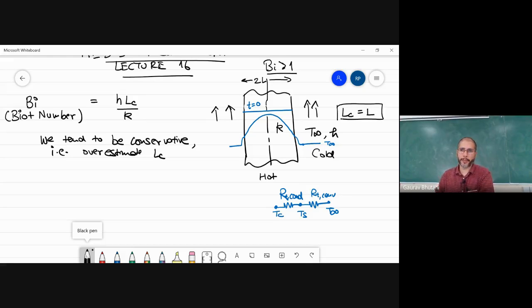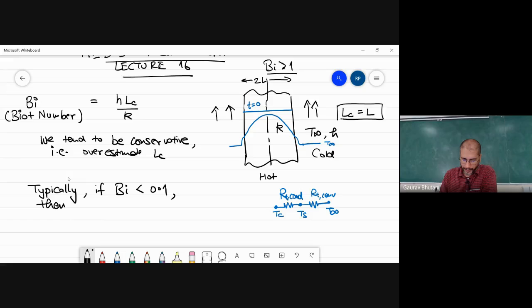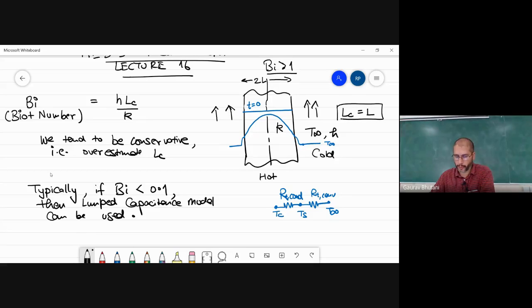Now you may ask, what is the typical value of the Biot number below which we can assume the lumped capacitance model? Typically, if your Biot number is less than 0.1, then the lumped capacitance model can be used. What that means is you can assume T is only a function of time. Otherwise, you have to consider spatial effects.